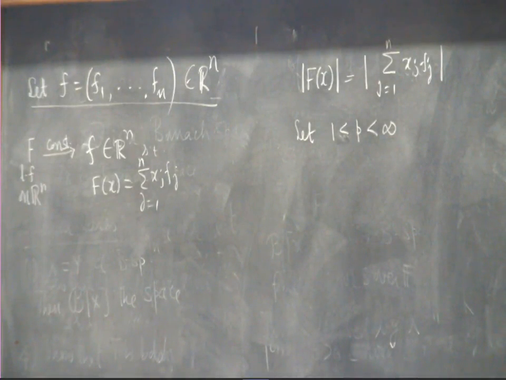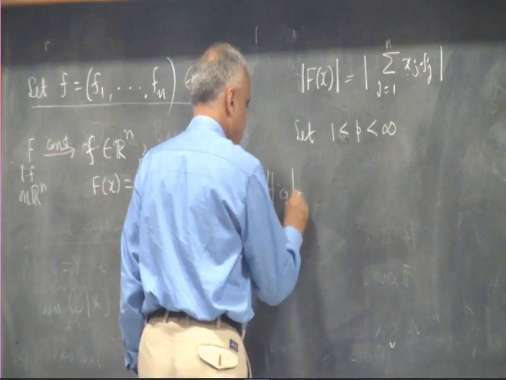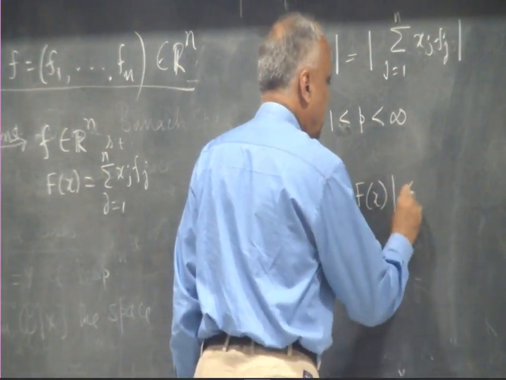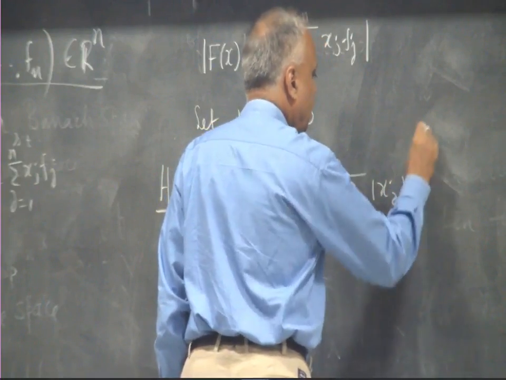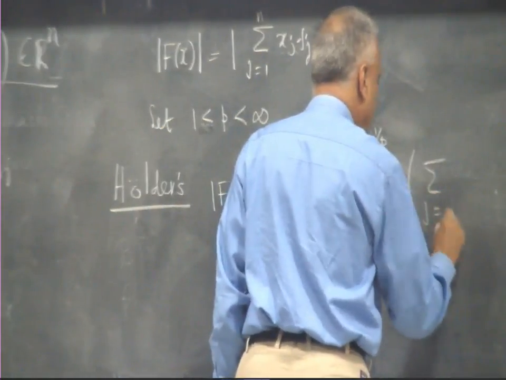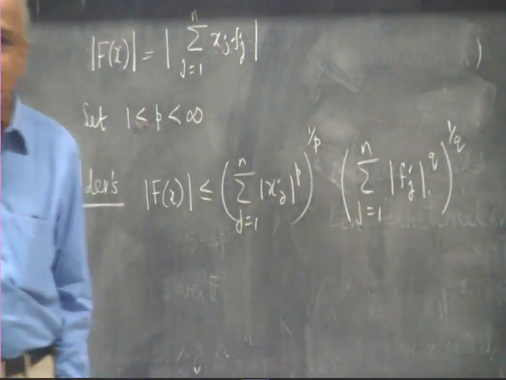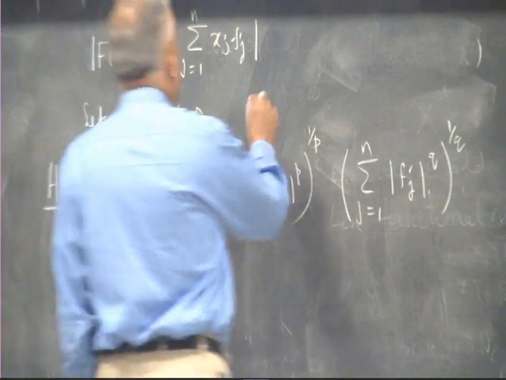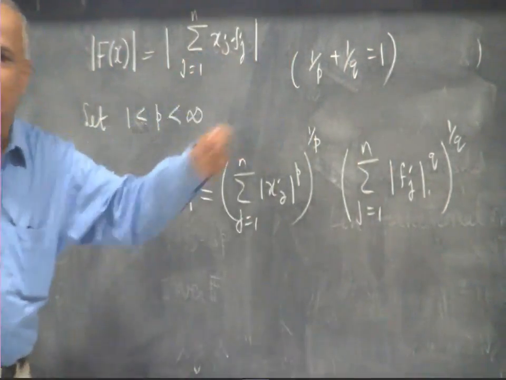Then Holder's inequality gives me that mod f(x) is less than or equal to the summation of mod x_j to the power p, to the power 1 over p, j equal to 1 to n, times the summation of mod f_j to the power q, to the power 1 over q. What is q? 1 over p plus 1 over q is equal to 1, the conjugate index. So once you give p, you can get the corresponding q also.